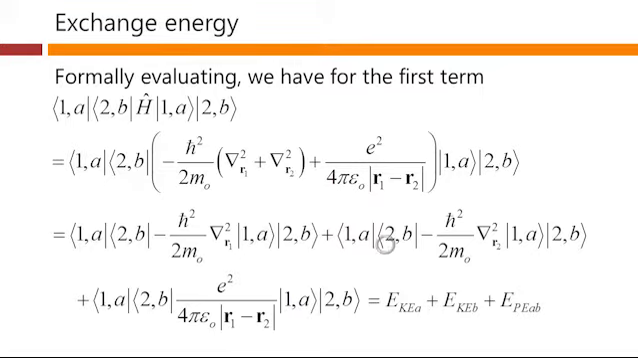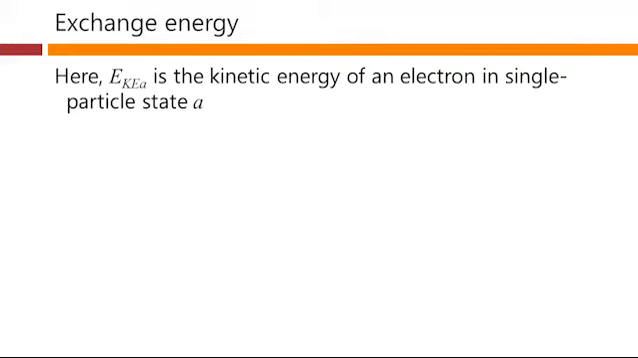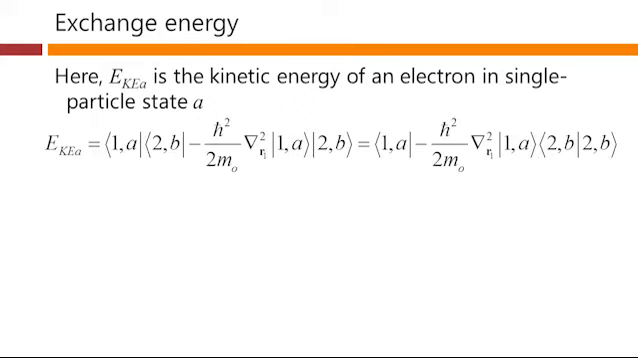And this term here is the kinetic energy for a particle with coordinate R2, and that particle is in state B. And then this term here involves both particles in both states. So particle 1 in state A and particle 2 in state B. So, as we expect then, EKEA is the kinetic energy of an electron in a single particle state A.